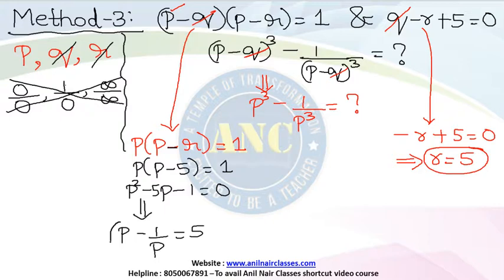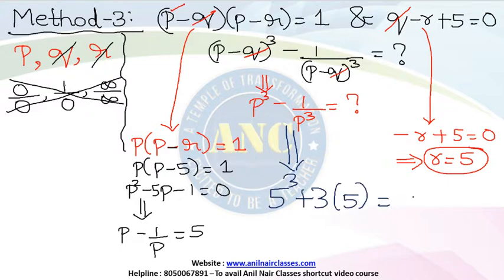And I am sure that the moment you know the value of p minus 1 by p as some constant k, equal to 5, you can easily find the value of p cube minus 1 by p cube without any difficulty. So p cube minus 1 by p cube will be easily found as 5 cube plus 3 times 5. The answer is 125 plus 15, which is 140.